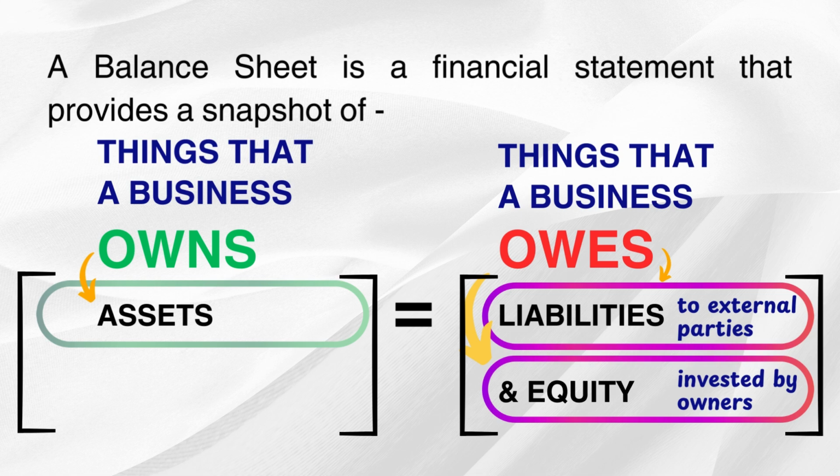A balance sheet is divided into three main sections: assets, liabilities and equity. Let's break this down one by one. Assets are divided into two broad categories: current assets and non-current assets. Current assets are the assets which are expected to be converted into cash or used up within a year. Non-current assets are long-term investments that are not expected to be converted into cash within a year.